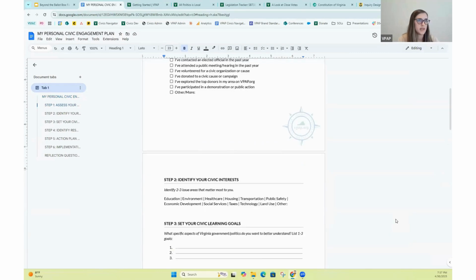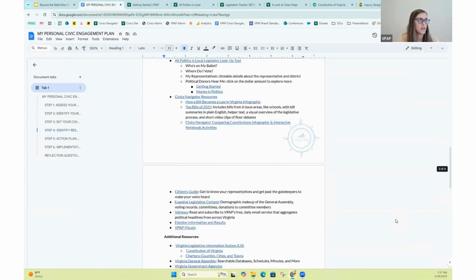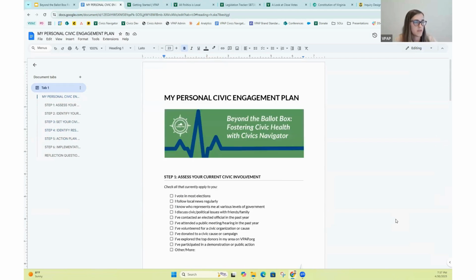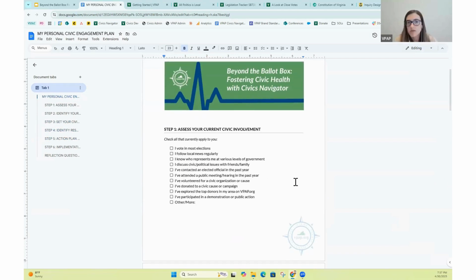So it's just this 4-page document called My Personal Civic Engagement Plan. And it starts with a self-assessment. So just to get grounded in where you are already with civic engagement and involvement, kind of think to yourself, where are you on this? Are you voting? Are you following the news regularly, specifically state and local?